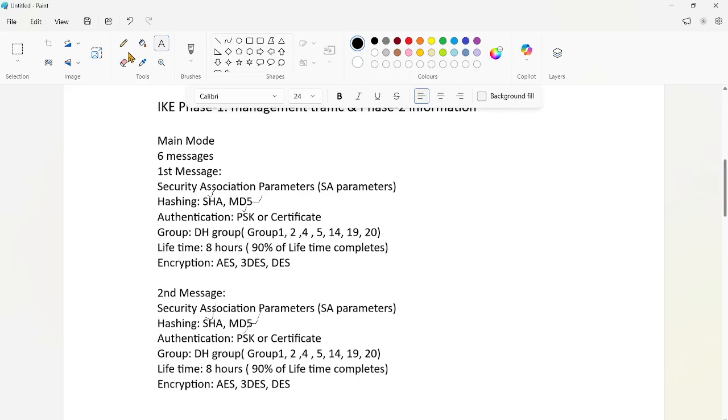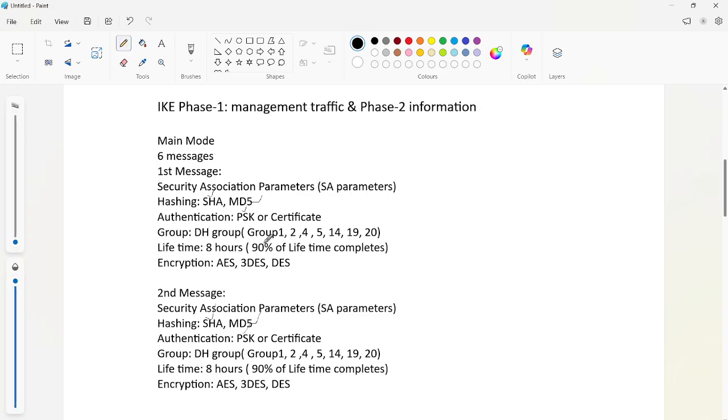And here, after the authentication, you will be having the group, right? The group number should also match, whatever group number we are using here. The lifetime should also match. If you are using 8 hours, you should use 8 hours. And the encryption also should match. If you are using AES, you have to use AES. If you are using 3DES, you have to use 3DES as well. So whatever parameters you are using on one firewall, you have to use the same parameters on the other firewall. This is in our hands, we need to configure these things.